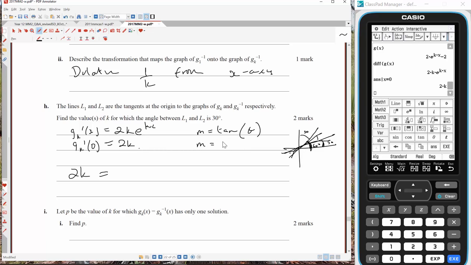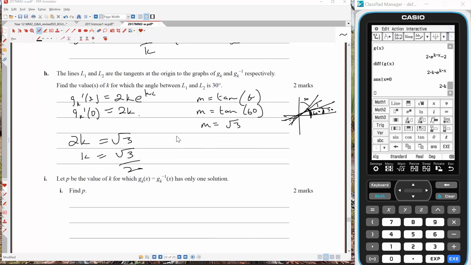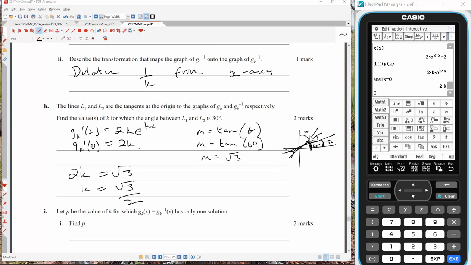m equals tan of 60. I'm just using m equals tan theta here. What's the tan of 60? Root 3. So root 3 equals 2k, k equals root 3 on 2. We could have done that with this one, or with the inverse function. It would work out to be the same answer.